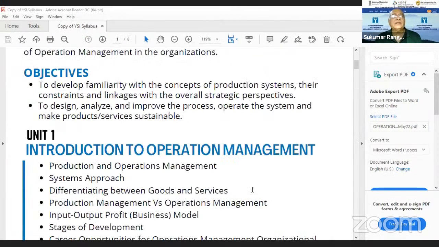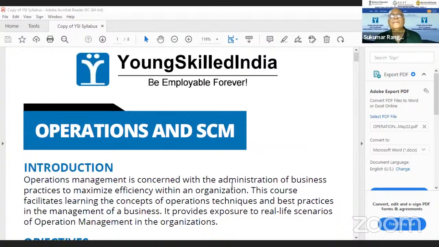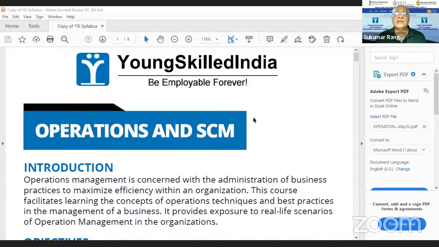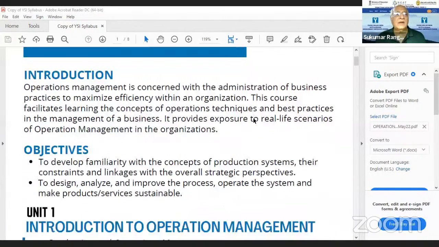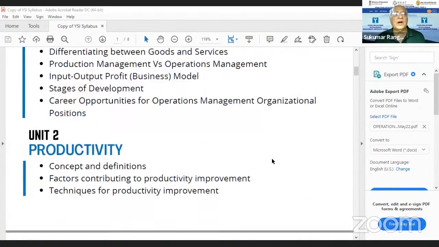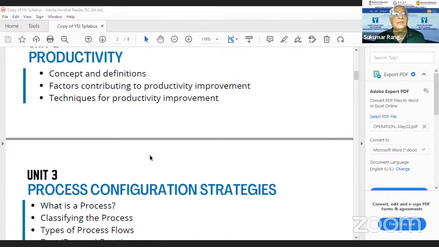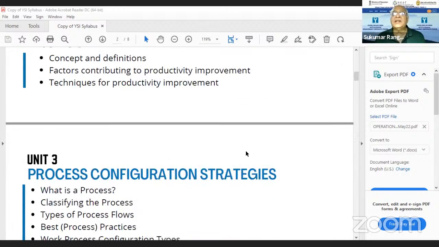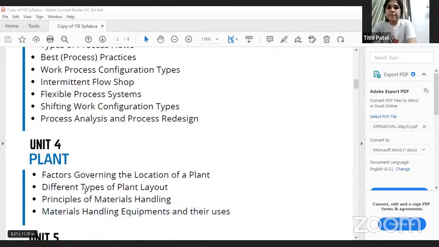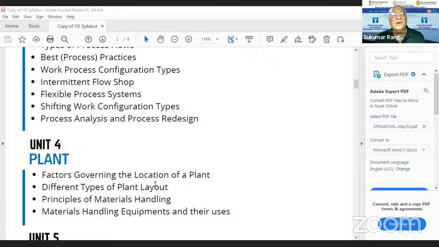See, this is the syllabus. Now you can see, no? Yes, now we can see. So operations management and supply chain management. Unit 1 was introduction to operations management, which I took, and productivity also I took last time. Process configuration strategies, taken yesterday. Plant location and layout: I have only covered the factors governing the location of the plant and different types of plant layout. Material handling I have not covered, but we'll do it.